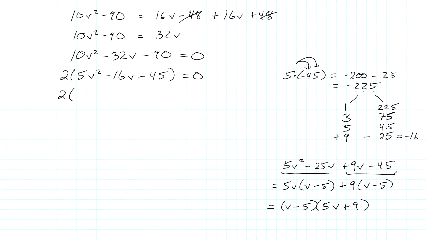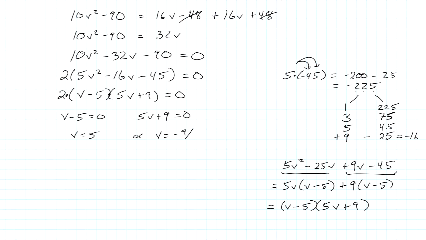So, all right, now that we've got that, we can just switch the 5v squared minus 16v minus 45 into v minus 5 times 5v plus 9 equals 0. And so we have 3 things being multiplied, a 2, a v minus 5, and a 5v plus 9 being multiplied to equal 0. So one of them has to be 0. It's not the 2. The v minus 5 could be 0, or the 5v plus 9 could be 0. Solving these, we get v equals 5, or v equals negative 9/5 after subtracting 9 and dividing by 5.